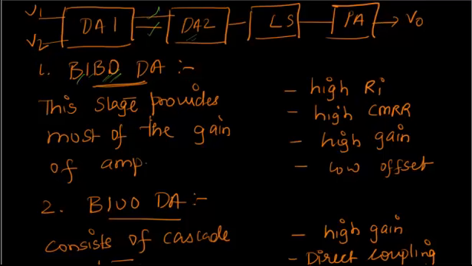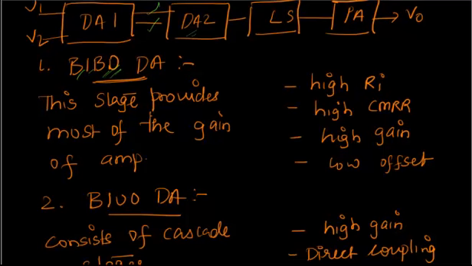So here this stage should have the following characteristics: a high input impedance, a high CMRR and low offset. CMRR and offset I will explain to you when we discuss characteristics of the op-amp. For now, just remember that it has a high CMRR, high gain and low offset. The meanings I'll explain to you in the next lecture. High gain is required because the input stage essentially provides most of the gain in the operational amplifier, so it should be a high gain amplifier.